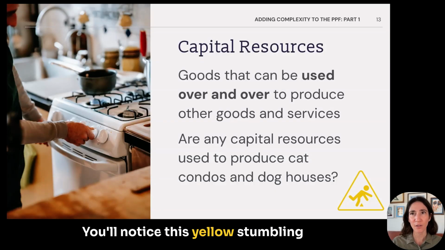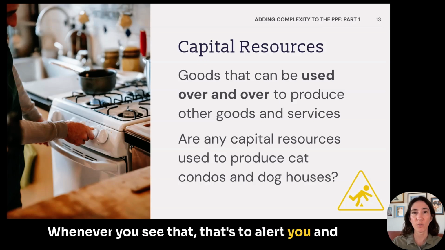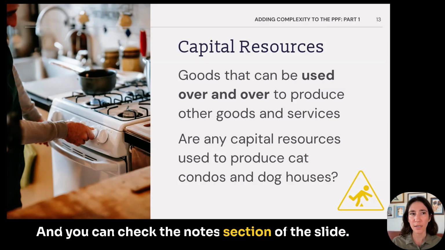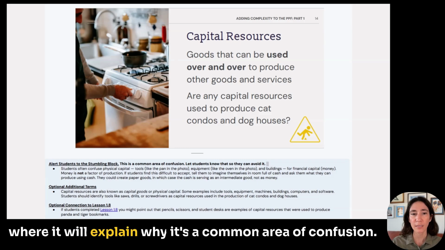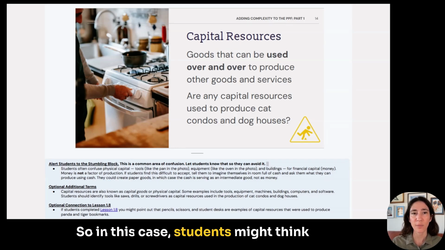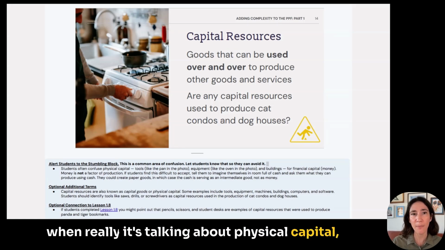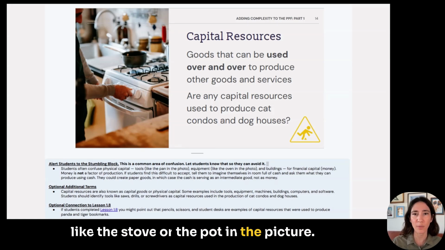You'll notice this yellow stumbling block graphic in the corner. Whenever you see that, that's to alert you and students that this is a common area of confusion. And you can check the notes section of the slide where it will explain why it's a common area of confusion. So in this case, students might think capital is referring to cash or money, when really it's talking about physical capital like the stove or the pot in the picture.